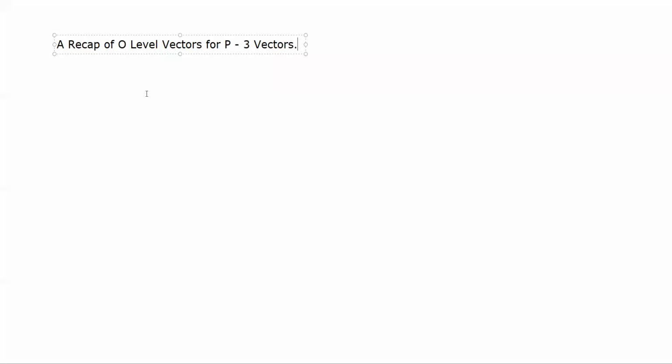Okay, we are going to start the P3 vectors, and this is very important for us to recall the terms, the things that we learned in our O-level vectors. And we're going to basically build the P3 vectors onto your concept of vectors done in O levels. Okay, so out of the O levels vectors, there are some terms that I want you people to recall.